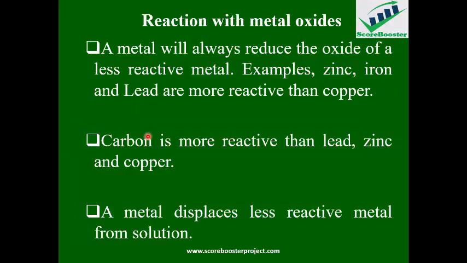Reaction with metal oxides. Let's say you have magnesium oxide. A metal will always reduce the oxide of a less reactive metal. You have a metal like magnesium, sodium, or calcium, and another metal in oxide form, like zinc oxide, iron oxide, or lead oxide.